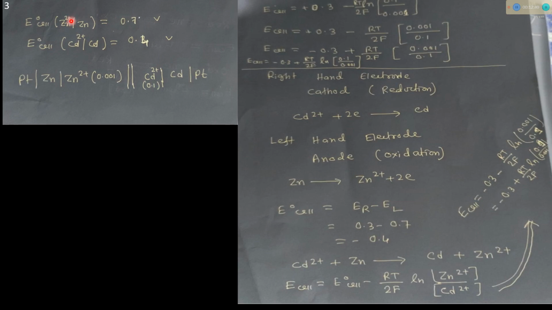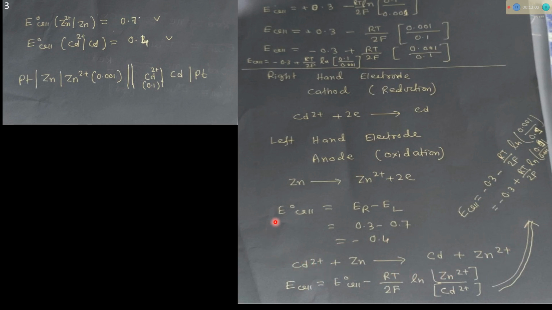Left hand electrode is the Zn2+ Zn electrode, where oxidation occurs. So E0 cell is E right minus E left, meaning this cadmium half cell minus this zinc half cell. So it becomes minus 0.4. If it is 0.4, then it will become minus 0.3. Now this is the whole cell reaction.